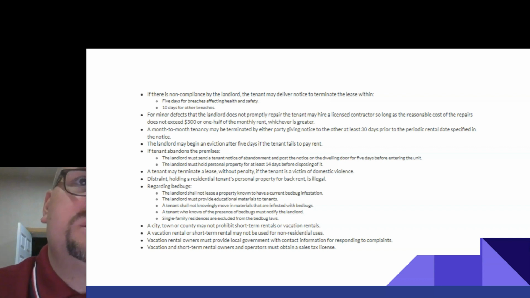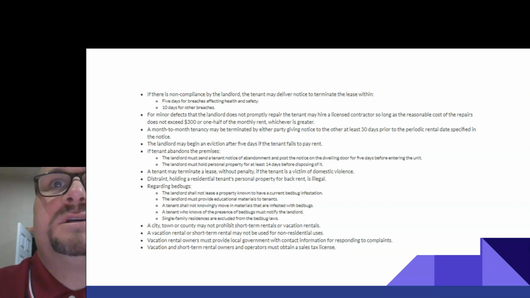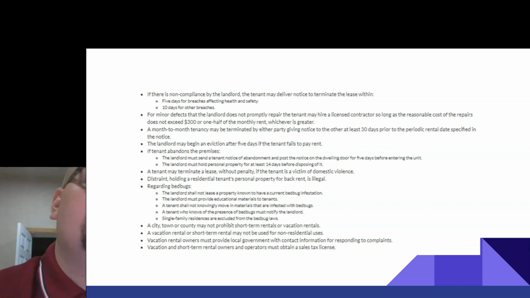So this really applies to apartment complexes, because usually an apartment complex is kind of rampant with bed bugs for some reason. But for single-family homes, do the bed bug laws apply? No, they don't. So if you're renting a room or something like that, the bed bug law doesn't apply.